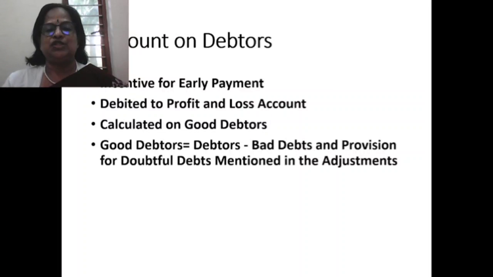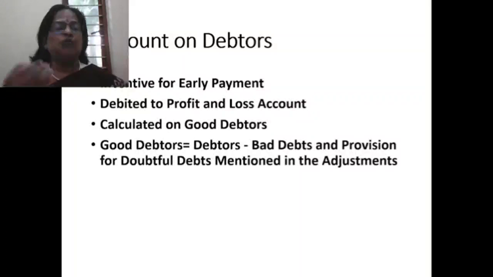Now what will be the adjustment? This discount will be debited to profit and loss account because it's an expense for the firm. Now, always remember sometimes other adjustments also will be there, like provision for discount on debtors. If provision for bad and doubtful debts is there, whatever the value of debtors minus the reserve for bad and doubtful debts, then you will get the value of good debtors. From that only you can calculate discount on debtors. So always remember this important point: discount on debtors is calculated on good debtors.